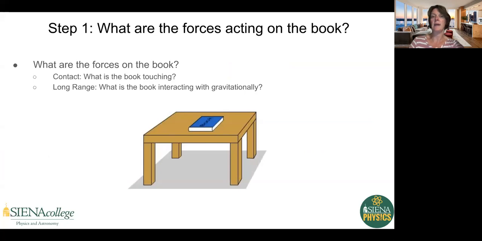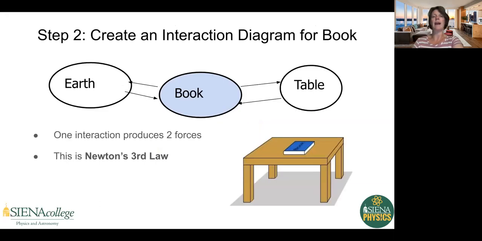So if we want to think about step 1 in this process, we want to say, what are the forces acting on the book? So remember we draw a boundary around the book, and we say, what's touching the book? And so we can see here the table is touching the book. And if we want to think about the long range interaction or long range force, what is interacting with the book gravitationally, right? So the Earth would be acting gravitationally. So if we think about our interaction diagram, right, we can say, okay, we've got this book, and we have it in this blue circle.